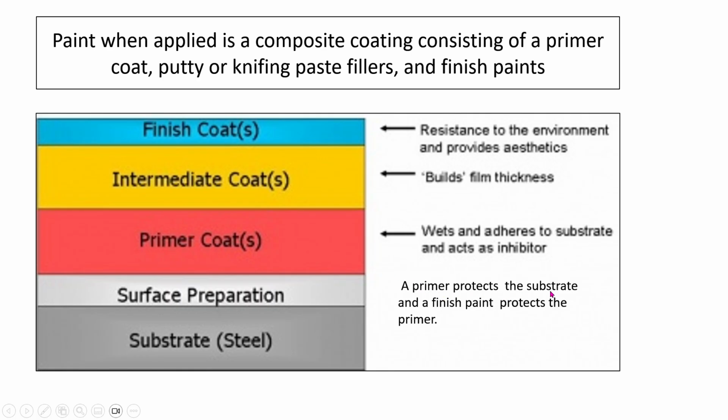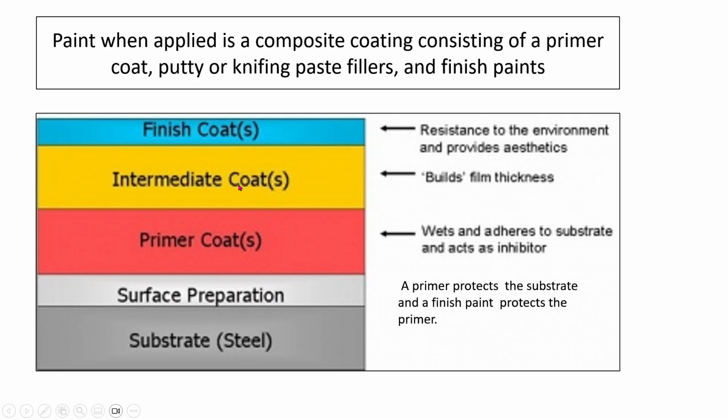What is the function of primer coats? Primer protects the substrate. Substrate means the base material; it will protect the base material. And what is the function of finish paint? Finish paint will protect the primer. The primer you have used will be protected by the finish coat.